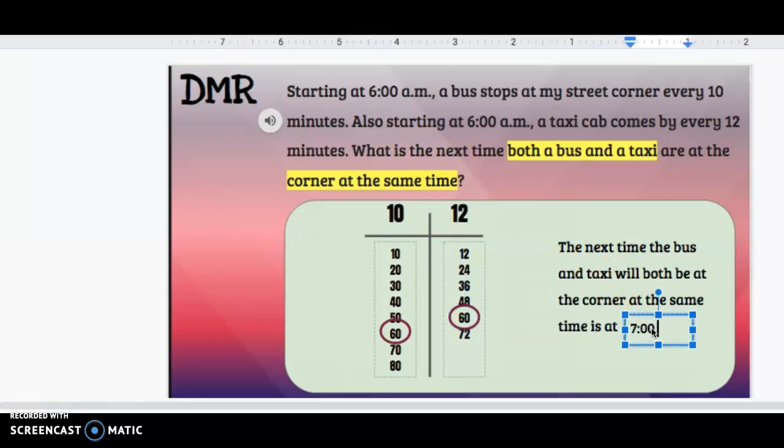Because they wanted to know what time. They don't want to know the minutes. They want to know the time that it's going to be there. Okay, so you would say 7 a.m. So that's DMR for today.